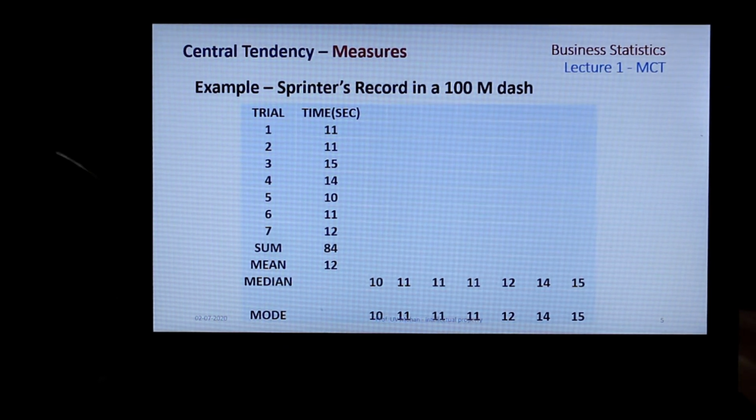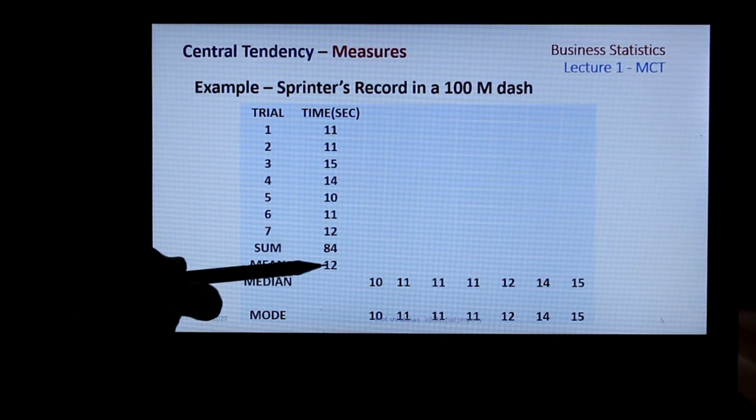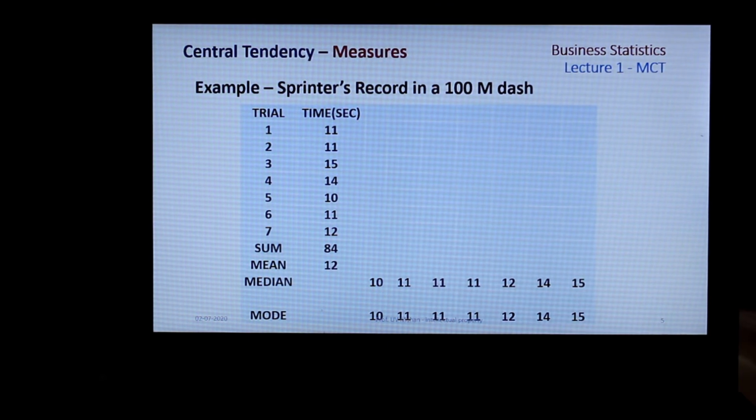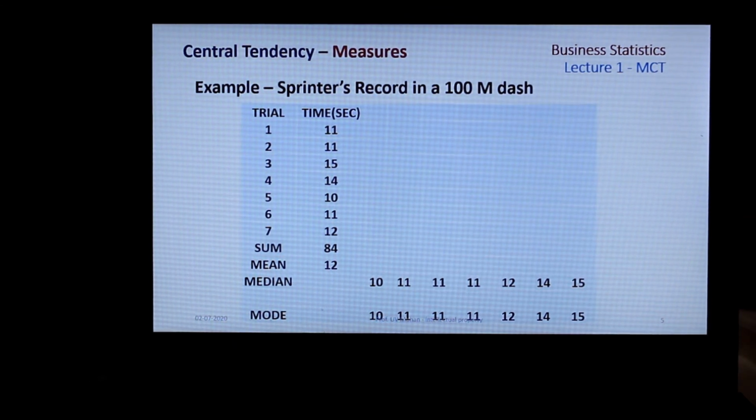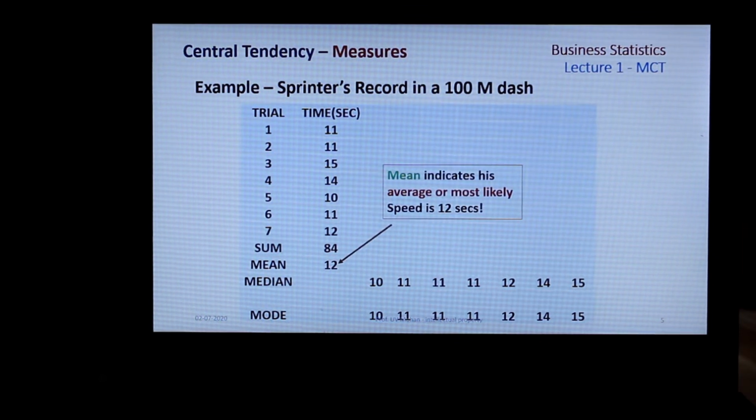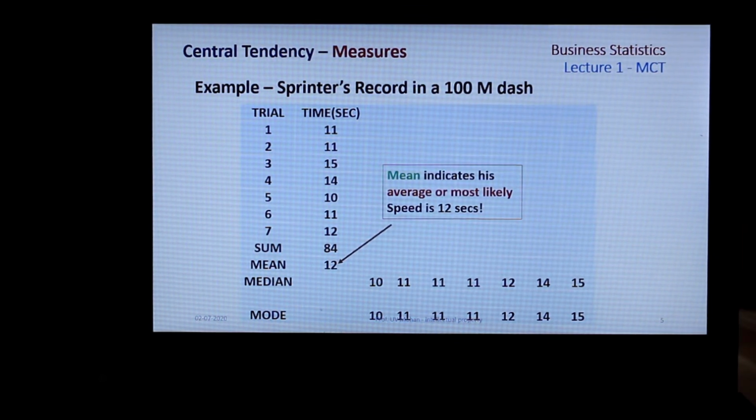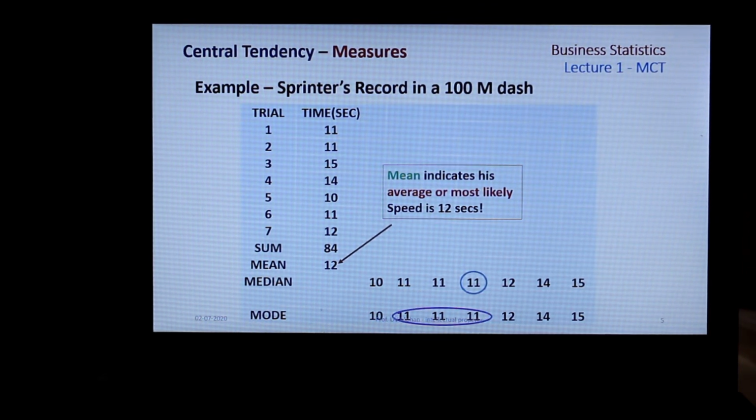Option or time taken situations. So to arrive at the mean, as I told you, add them up and we get 84, and divided by 7 you will get 12. So 12 is the average speed of this sprinter. What we can understand here is that this average, or most likely speed, is that he is likely to complete in 12 seconds.